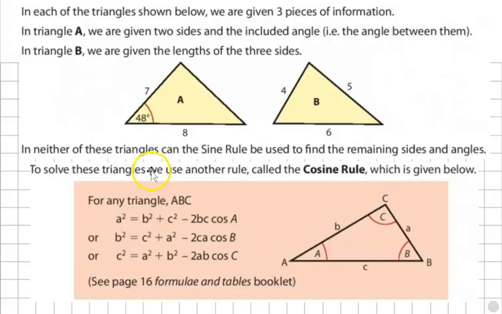To solve these triangles, we can use another rule called the cosine rule, which is given below. So for any triangle ABC, a squared is equal to b squared plus c squared minus 2bc cos A. And the triangle is labelled in the same way as it is for the sine rule. So angle A is opposite side a, angle B is opposite side b, and angle C is opposite side c.